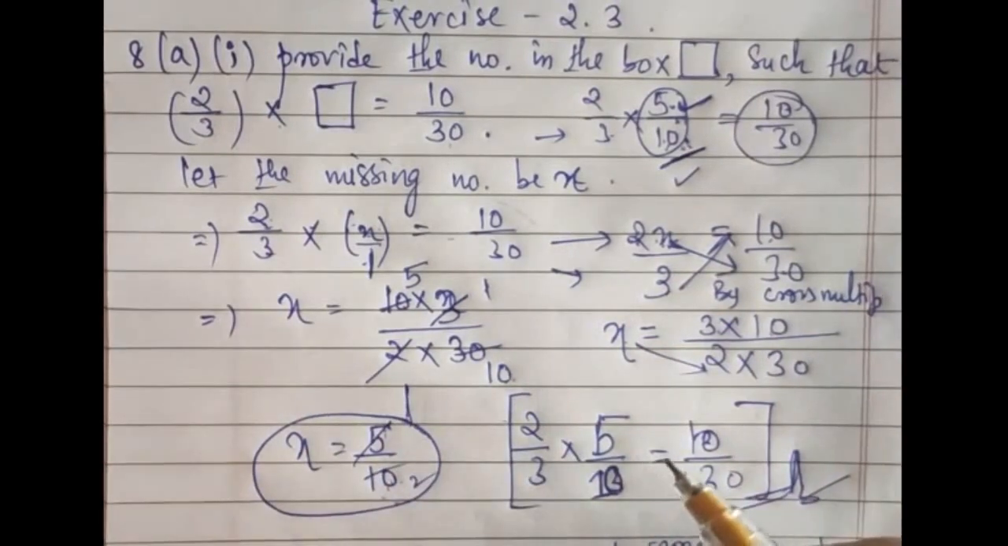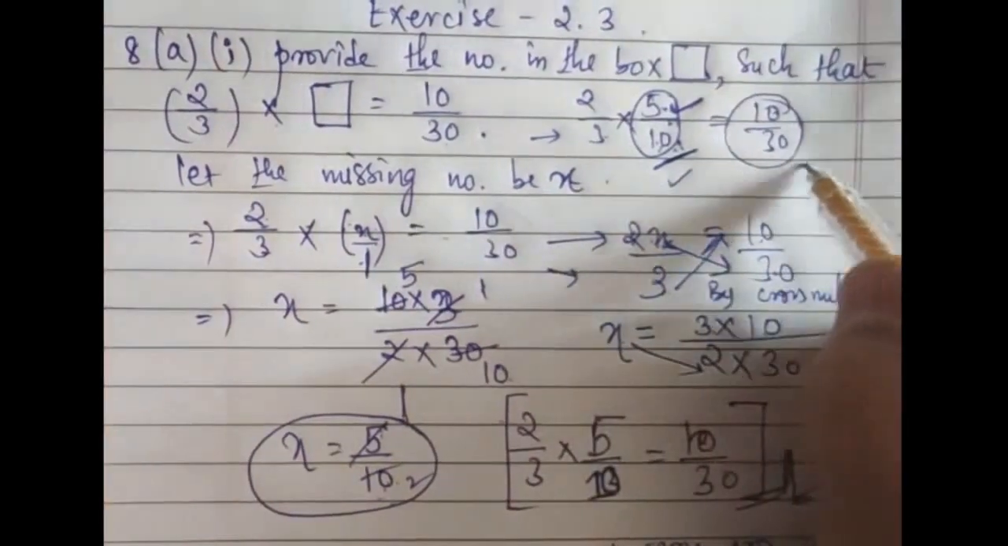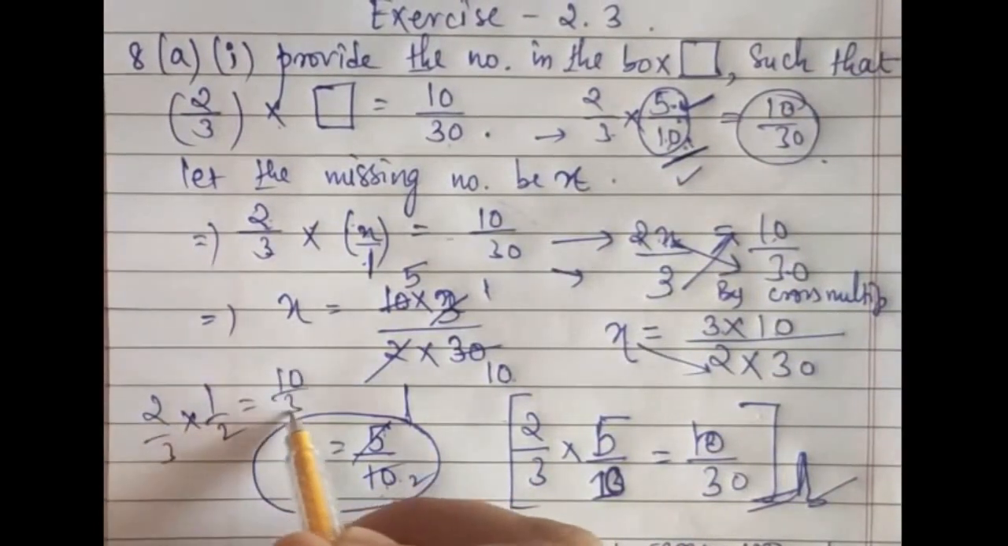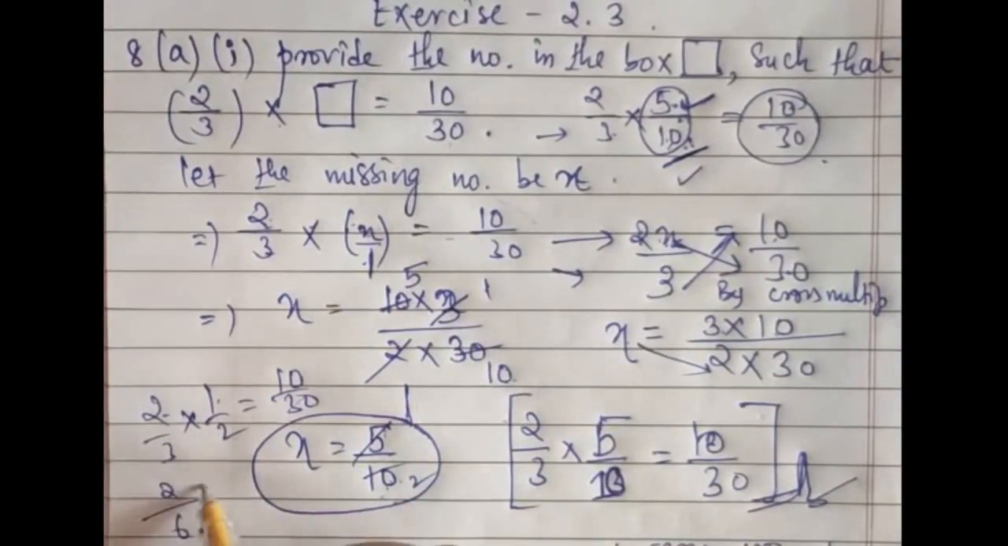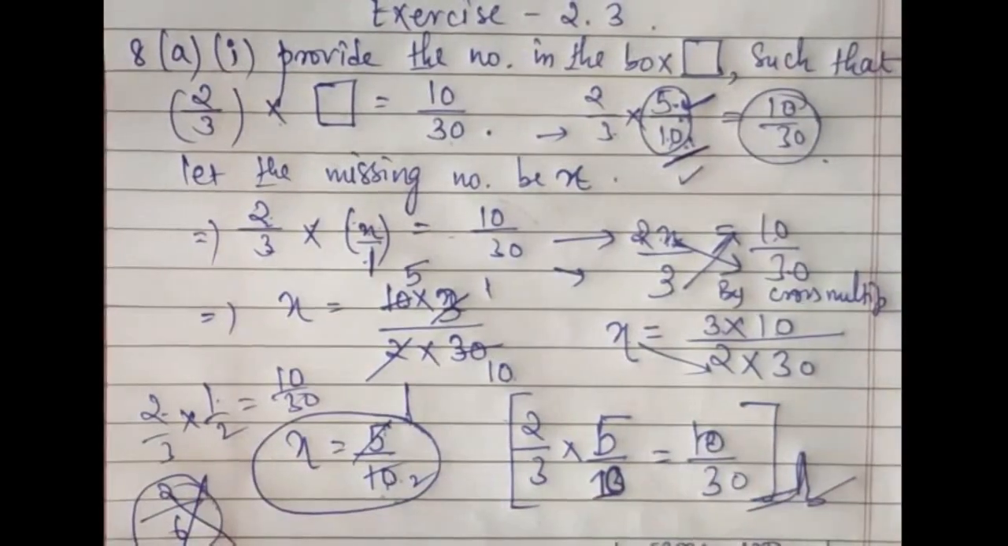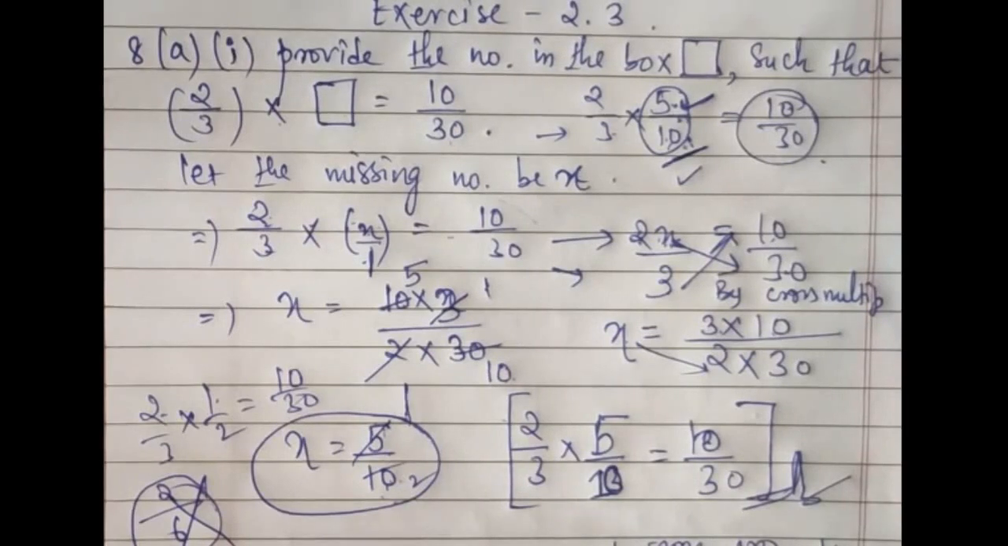You can cut like this, but if you put again 2 by 3 into 1 by 2, then will you get the answer 10 by 30? Because 2 1s are 2 and 3 2s are 6. It is wrong, no? That's why we will not deduct. In some cases we are not going to deduct. Alright, I hope you are clear.